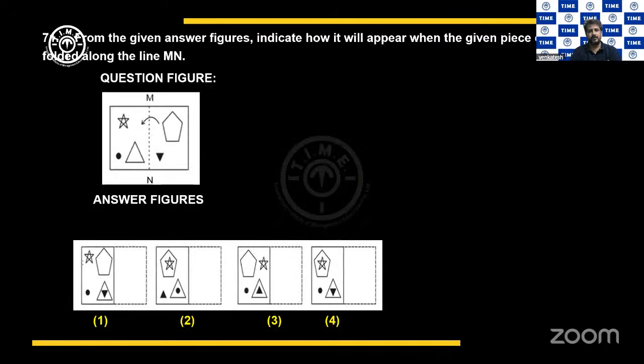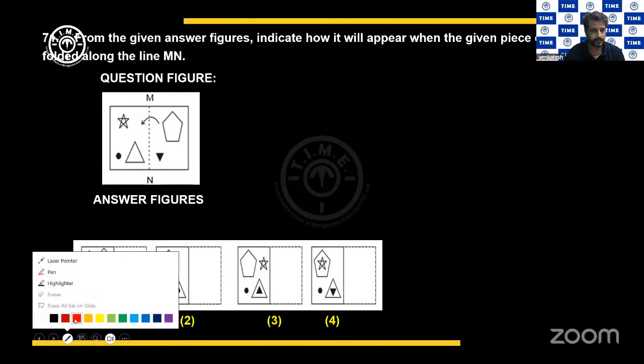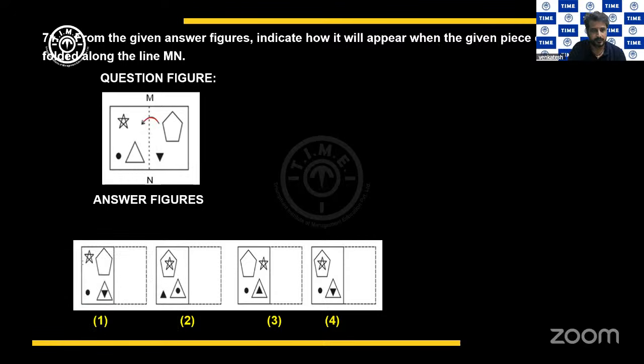From the given answer figures, indicate how it will appear when the piece of paper is folded along the line MN. So when it is folded along the line MN, how will it appear? That is the question. If it is folded like this, how will it appear? So this star goes inside. So it means this will come like this. And the small triangle will go inside of this, which is the shaded one. So which option is matching with that?